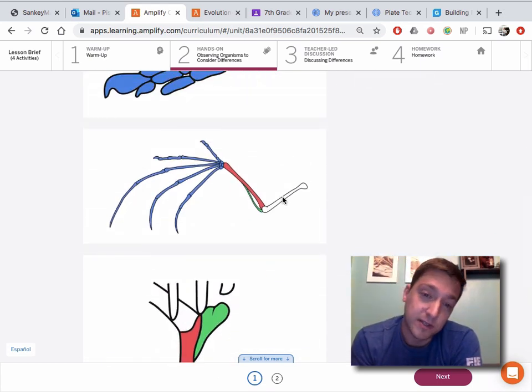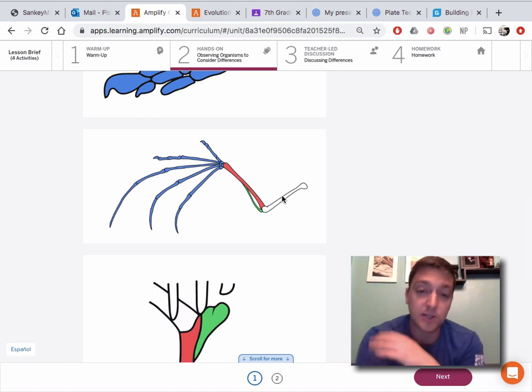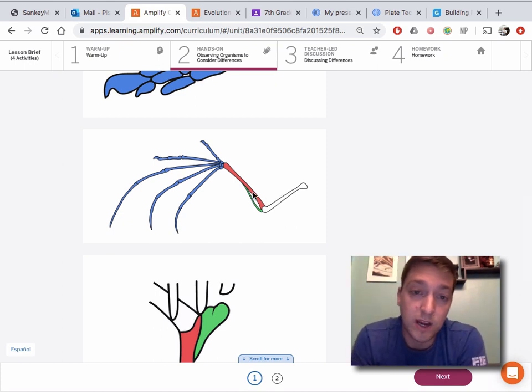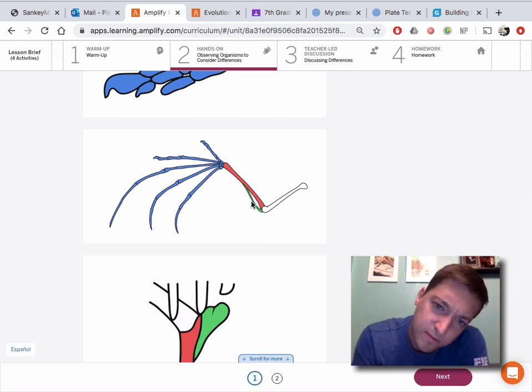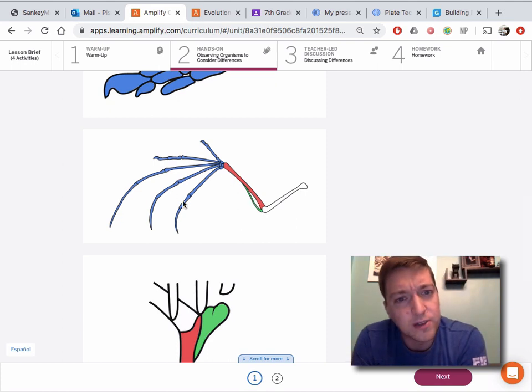Bat front limb is interesting. So we have that same one bone, which is the humerus in us humans. Radius, ulna, very small ulna here. And you'll see that the distal bones, or the finger bones in bats, are extremely long. And what do you think they're used for?